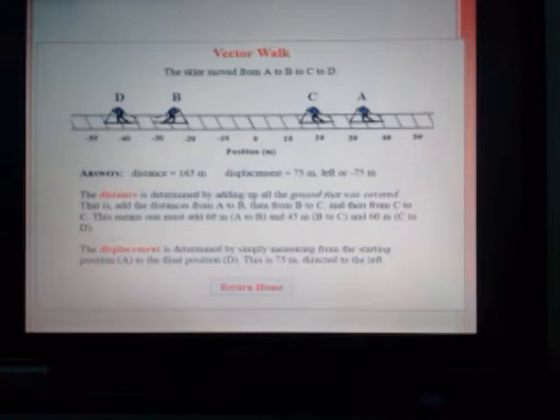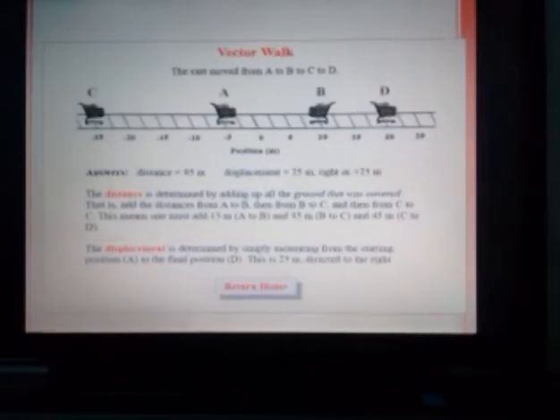The displacement is determined by simply measuring from the starting position to the final position, from point A to point D. And this is 75 meters directed to the left, or negative 75 meters. For the cart, the total distance covered is 95 meters, and the total displacement is positive 25 meters, or 25 meters to the right.